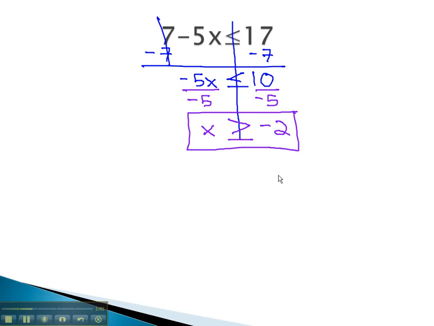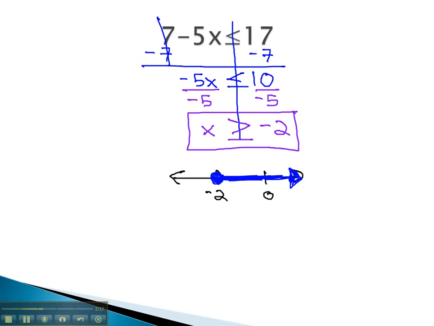To help us visualize this solution, we can graph it on a number line. At the number negative 2, because the inequality has the or equals to, we are going to need a closed dot. The inequality also opens to the x, showing that x is greater than the negative 2, meaning we need to shade the values that are larger than the negative 2. We now have a picture of the solutions to this inequality.